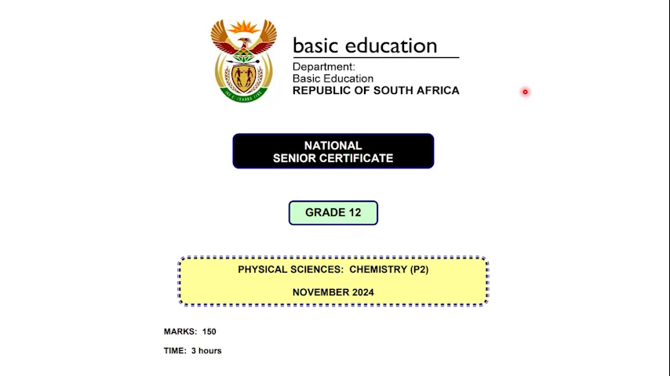It's Goon here from Goon School, and we'll be taking a look at the physics chemistry paper 2 from November 2024. So, well, the most recent paper. This is posted for the 2025 matrics.